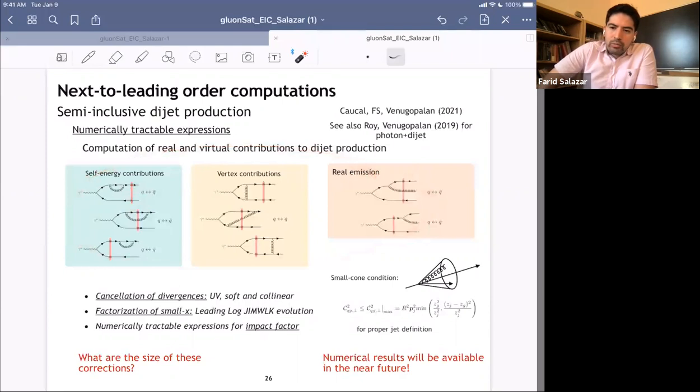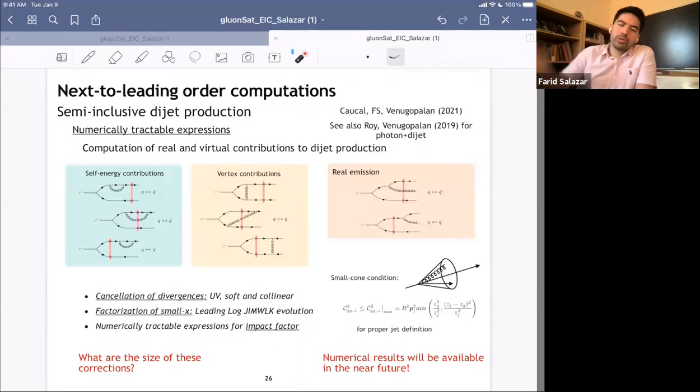And the fact that you have multiple scattering makes the loop corrections more complicated compared to standard computations in perturbative QCD. But we have managed to show that this process is IRC safe. We have shown that UV divergences cancel without the need to introduce counterterms at this order in perturbation theory. We did this for, of course, light quarks, which would be the dominant component for dijets. And we showed the JIMWLK factorization.